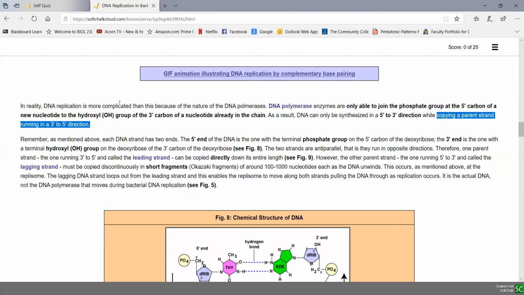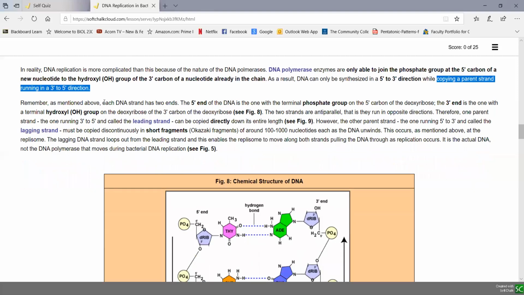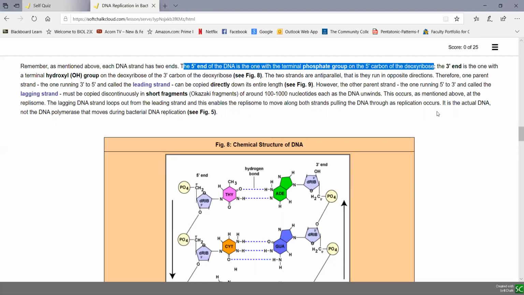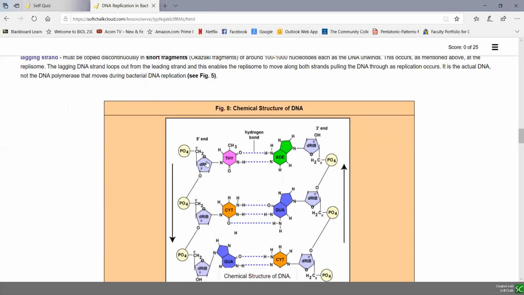Now, 5' and 3' is not as complex as it sounds. We need to know a couple of definitions. So keep in mind that each DNA strand has 2 ends. The 5' end of the DNA molecule is the one where there's a terminal phosphate group attached to the 5' carbon of the deoxyribose. If we look at figure 8 here, we see the left-hand strand.